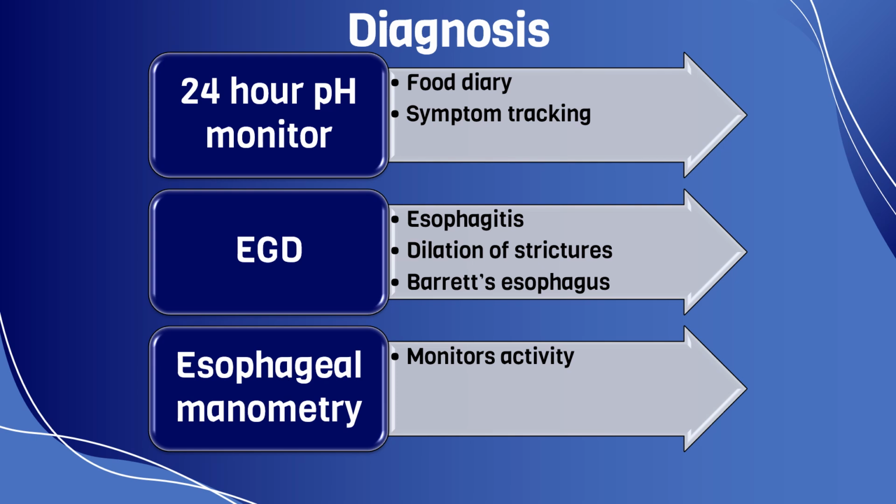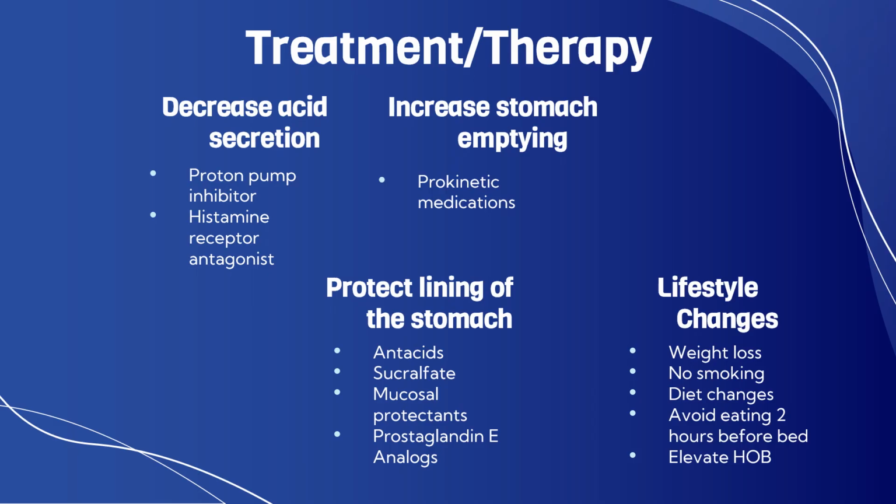And then Barrett's esophagus, and I've got some pictures of that, and that's columnar cells that develop from repeated exposure to acid. And if you remember from pharmacology, that's a precursor to esophageal cancer. And then esophageal manometry is measuring the pressure inside the esophagus, and that's really the gold standard for understanding activity inside the esophagus.